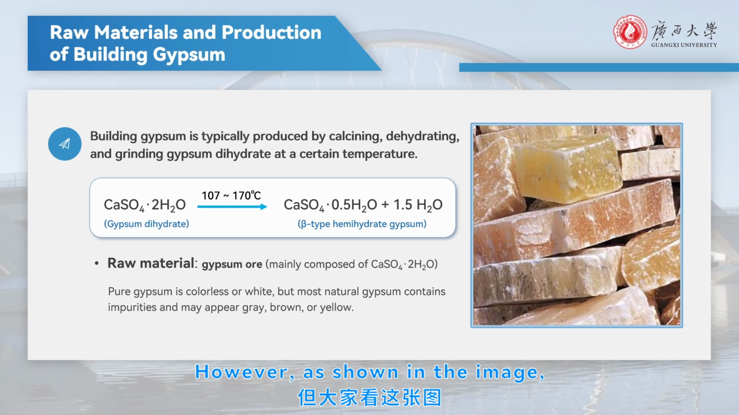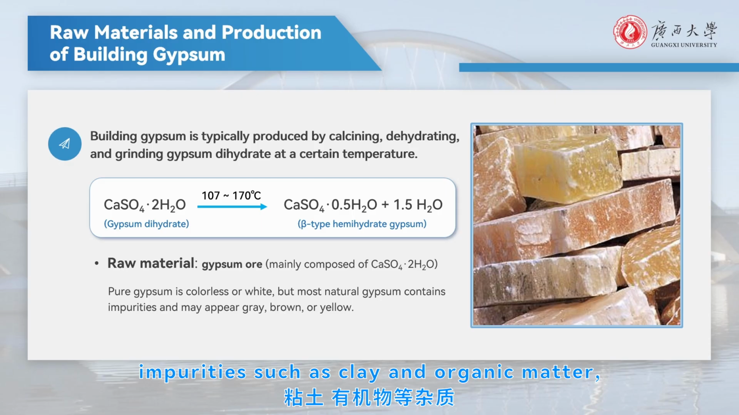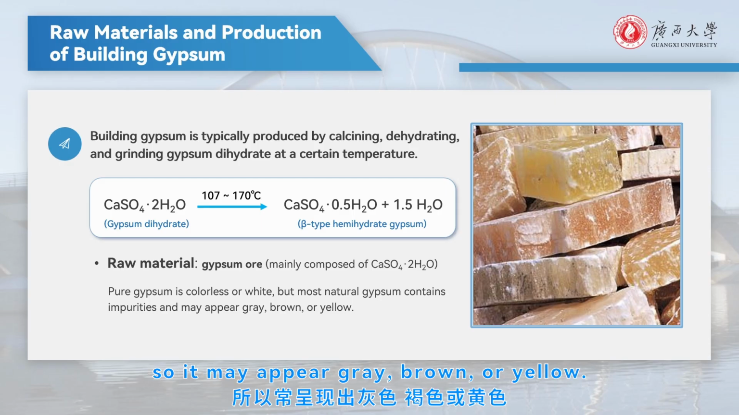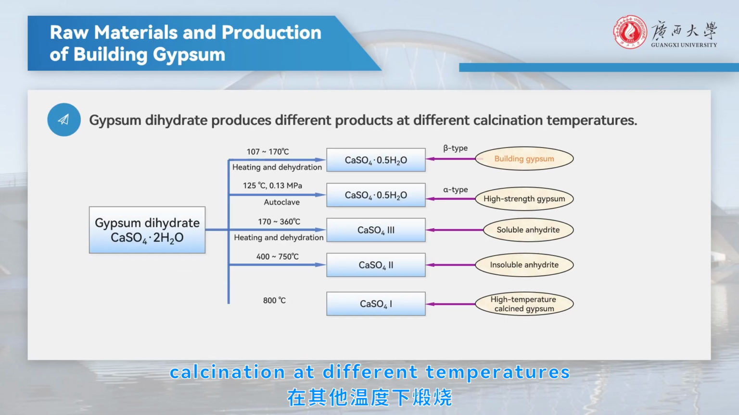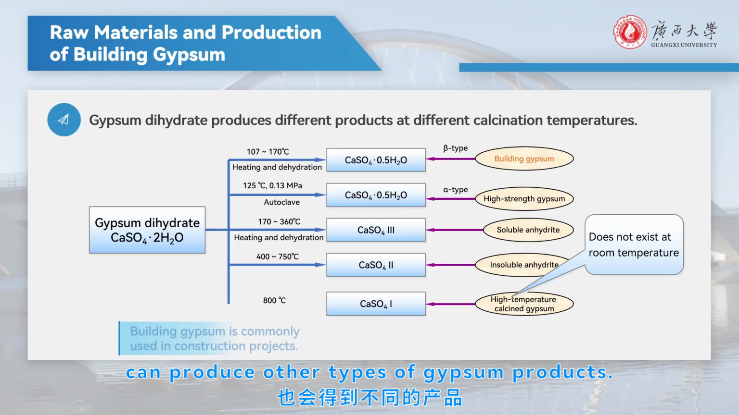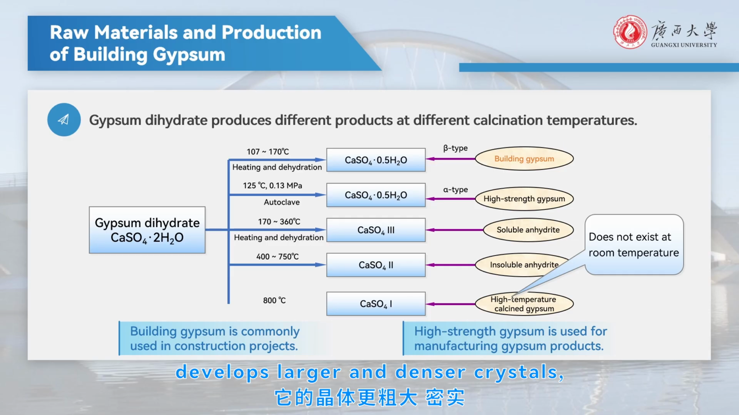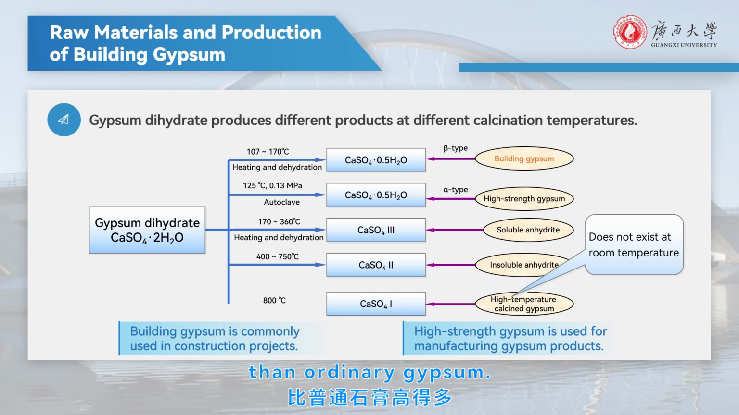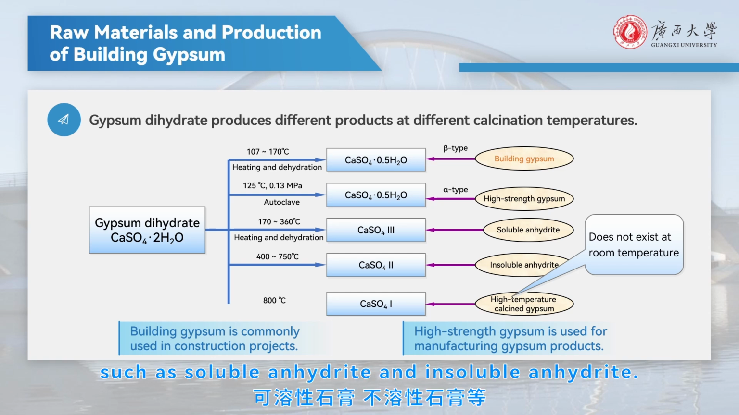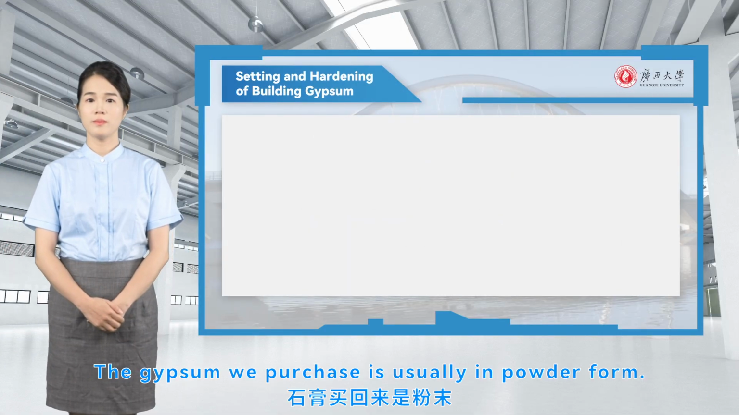However, as shown in the image, naturally mined gypsum often contains impurities such as clay and organic matter, so it may appear gray, brown, or yellow. In addition to building gypsum, calcination at different temperatures can produce other types of gypsum products. For example, high-strength gypsum develops larger and denser crystals, giving it significantly higher strength than ordinary gypsum. There are also other forms such as soluble anhydrite and insoluble anhydrite.